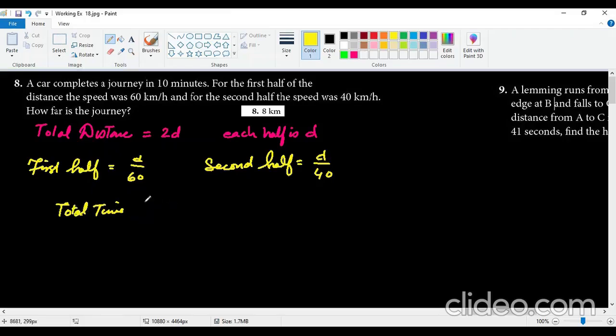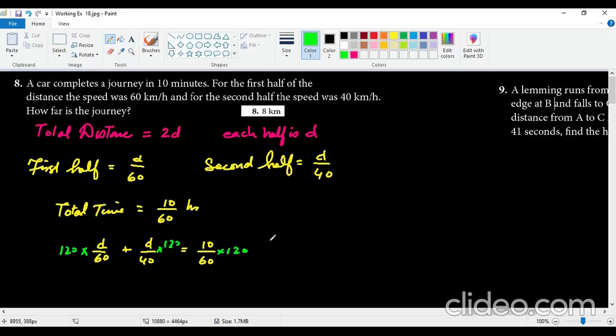is 10 over 60 hours. I'm converting this into hours. Now what we have is d over 60 plus d over 40 is equal to 10 over 60, which is the total time. Now, if you notice, the LCM of the denominators is 120. So to simplify, I'm just writing here 120, multiply this also by 120, and multiply this also by 120.